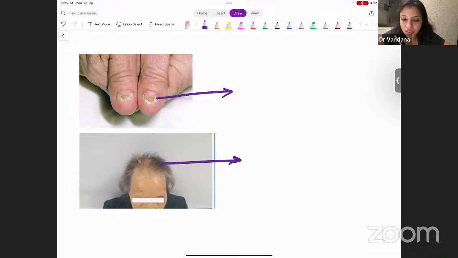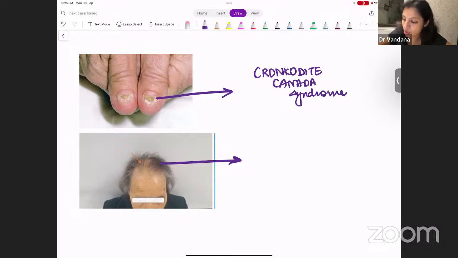So what syndrome are we talking about? Everybody should remember, okay? This is your non-inherited syndrome. So this is what is called Cronkhite-Canada syndrome, okay. It's a non-inherited syndrome which all of you should be remembering. It usually occurs in the elderly. Look at the age of the person. He's an elderly person with Hamartomata polyps. So this is Cronkhite-Canada syndrome.